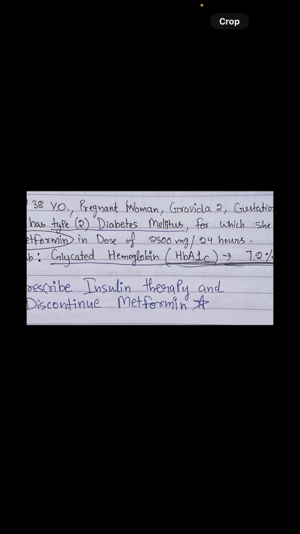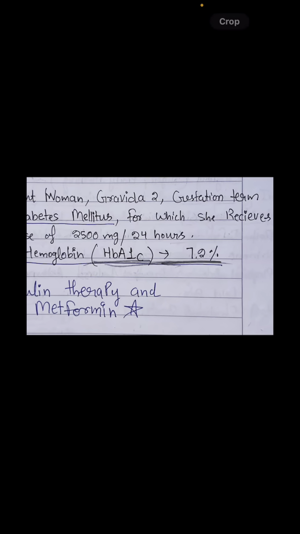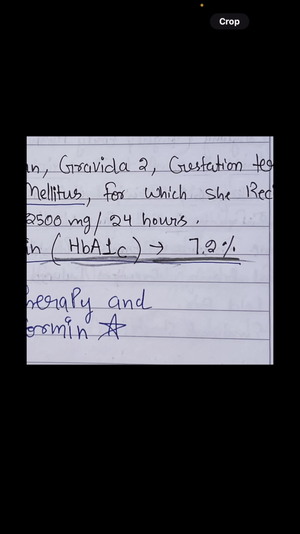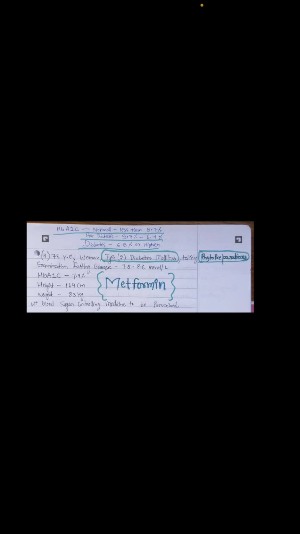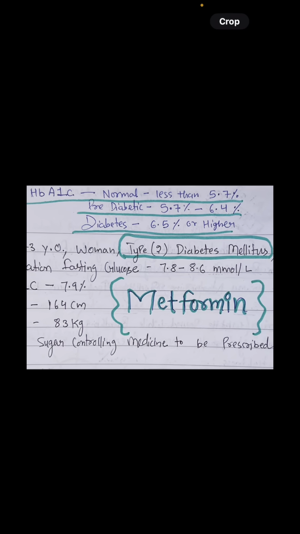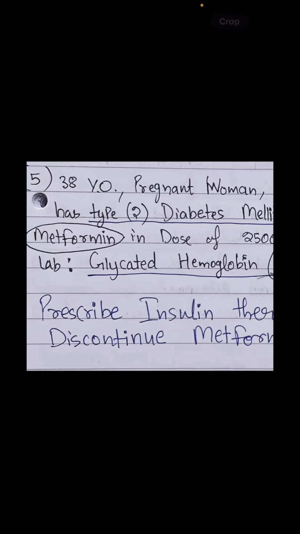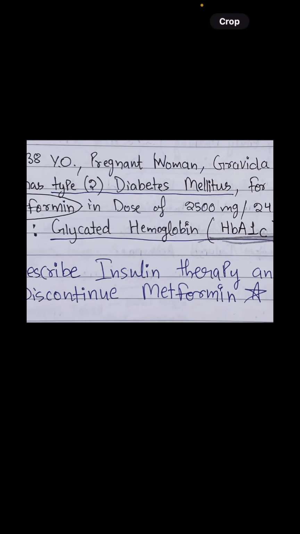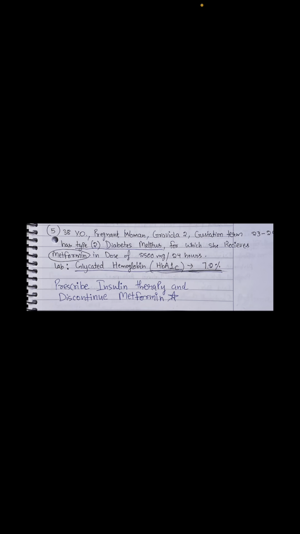Let's go next. A patient, a 38-year-old pregnant woman, has diabetes mellitus type 2. She is already taking metformin, but we see that HbA1c levels are still higher than the norms. So it means the metformin is not good for her. So discontinue metformin and prescribe insulin. Discontinue the medicine which she is taking.